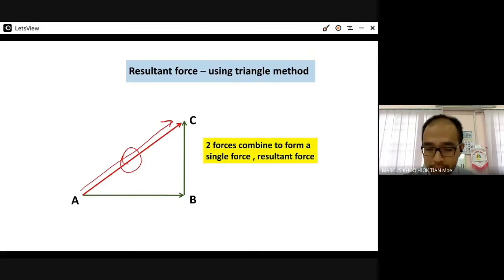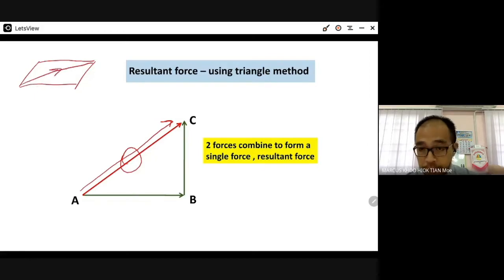So one of the methods is to use the triangle method. Of course, the other method that I taught you was to use the parallelogram method. Then this is the resultant force. But the parallelogram method is not so useful over here. Today we focus on the triangle method.